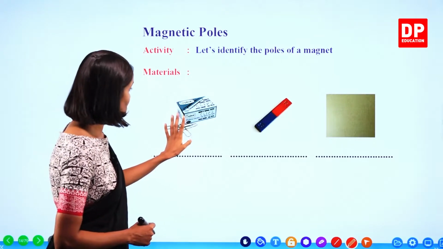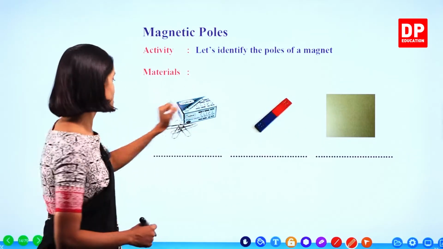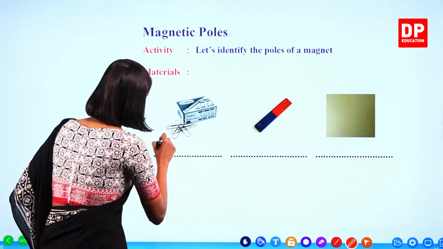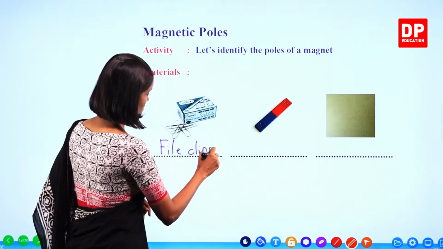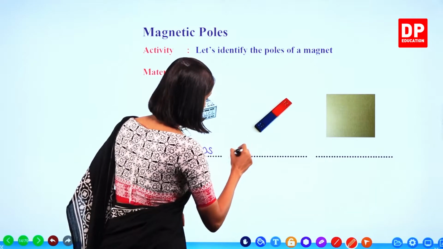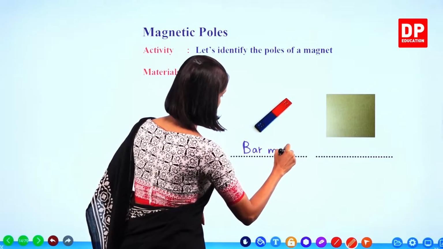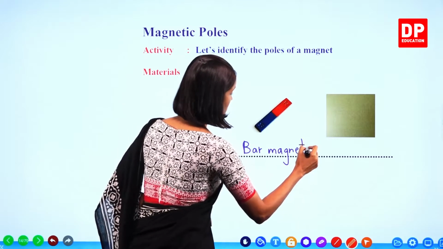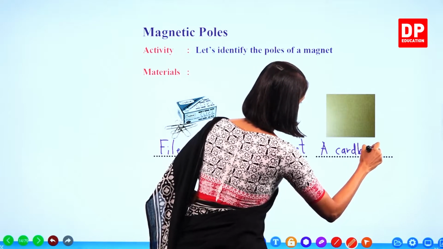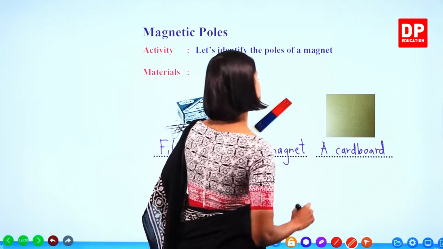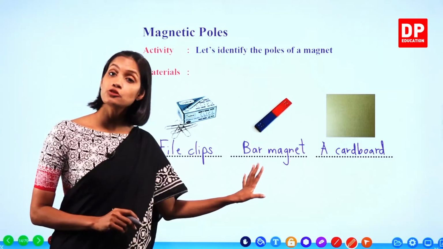So what are the things we need to do this activity, children? We need some file clips, we need a bar magnet, and we need a piece of cardboard. Let's write down. We need file clips, a bar magnet, and a cardboard. File clips, bar magnet, and a cardboard. Those are the things we need to do this activity.